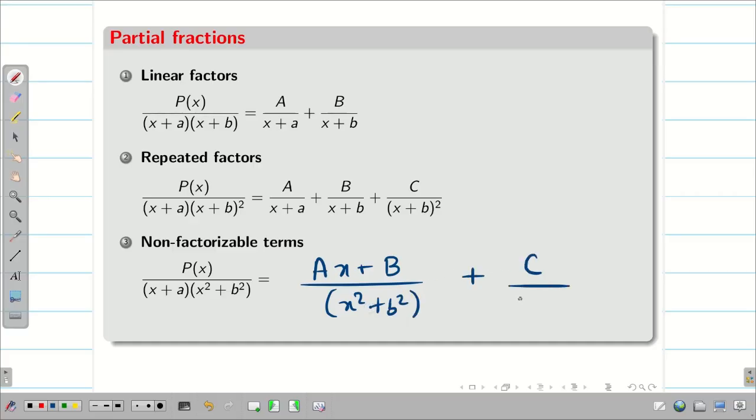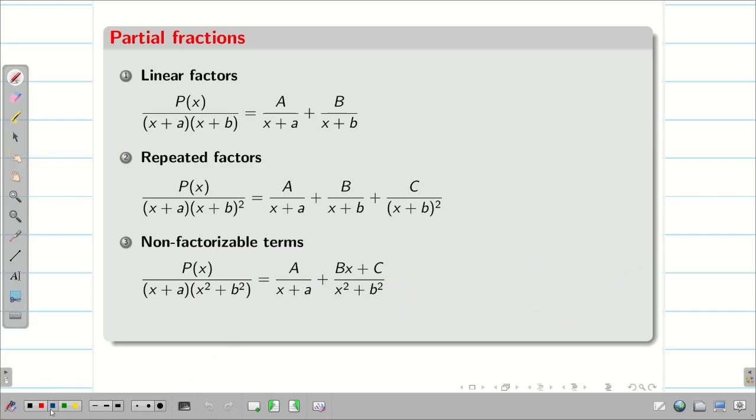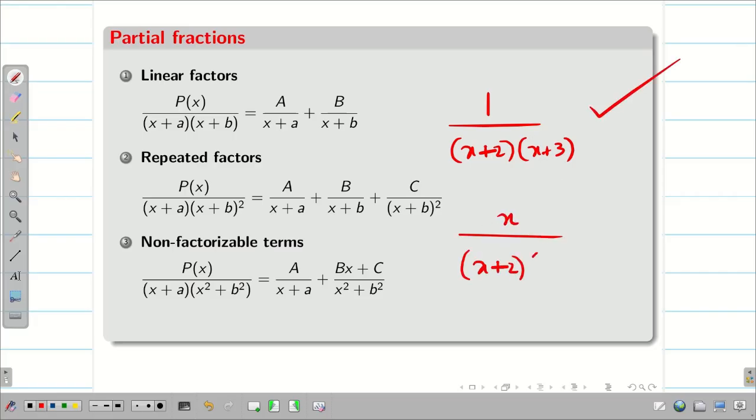Then plus c by x plus a. Both are correct. Now we are going to see a very important content: when all this partial fraction will work. Suppose, for example, I am taking 1 by (x plus 2)(x plus 3). Partial fraction will work. x by (x plus 2)(x plus 3), then also it will work.